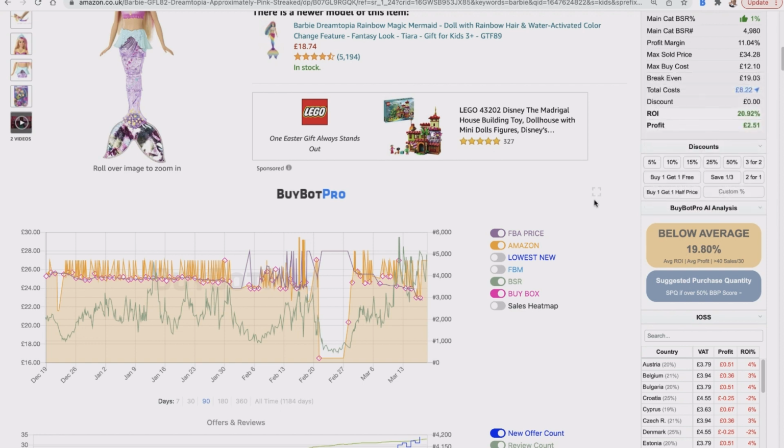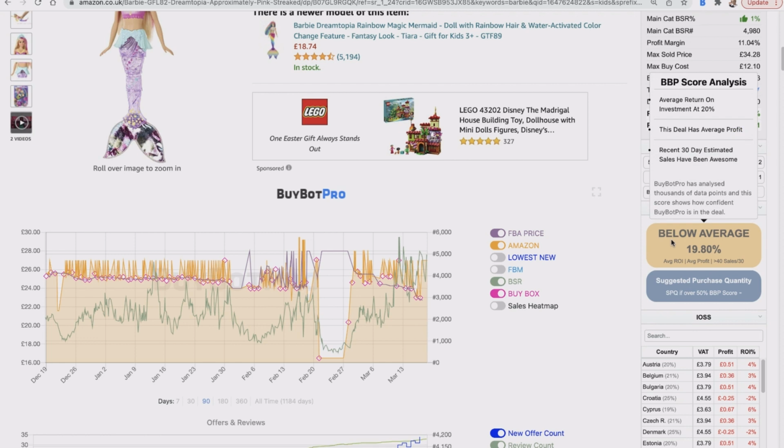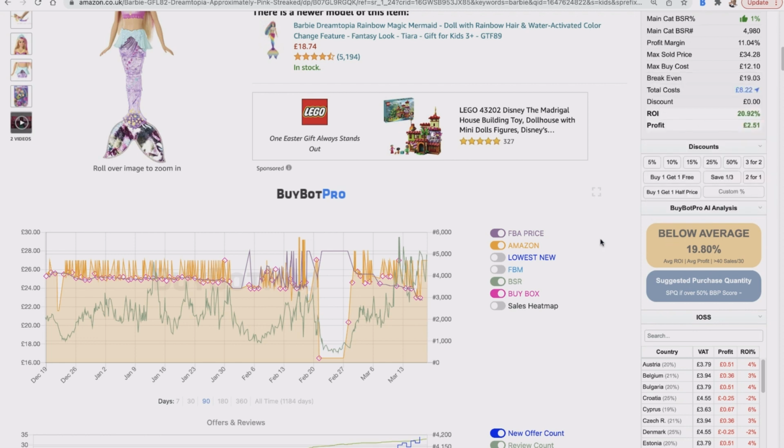So you shouldn't decide you're not getting it, but you should be aware of all of those reasons. Now, why is it below average? It's because the amount of money that you can make from the deal has dropped considerably.